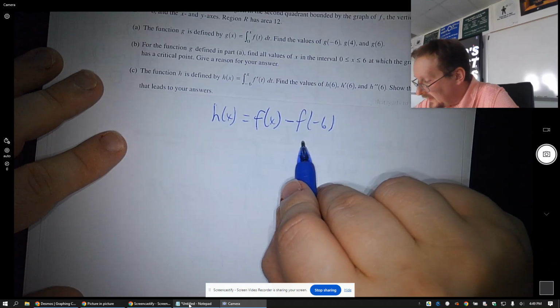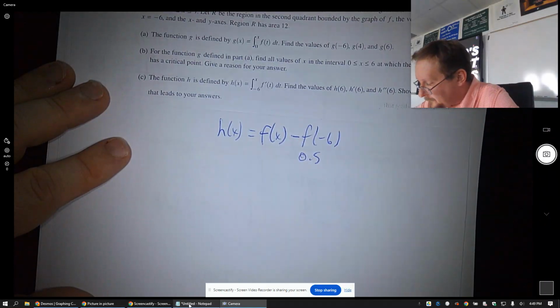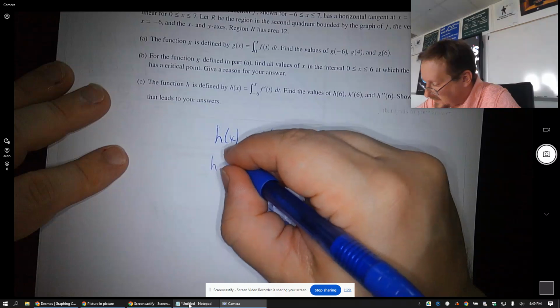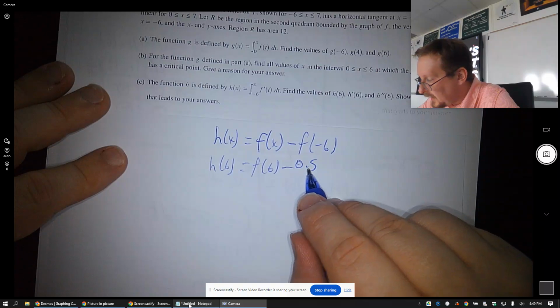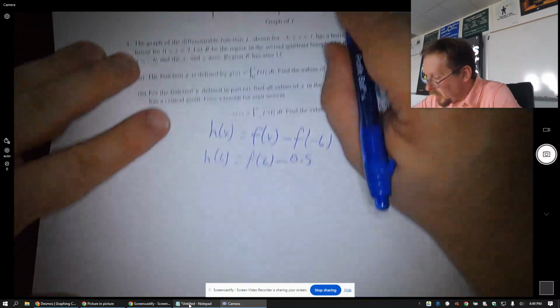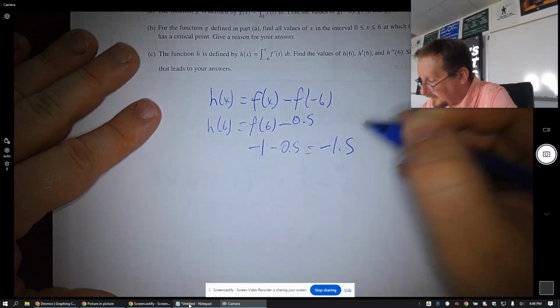What is f at negative 6? That is 0.5. Right. What is h at 6? h at 6 would be f at 6 minus 0.5. f at 6 is negative 1. So it'd be negative 1 minus 0.5, which is negative 1.5. Great.